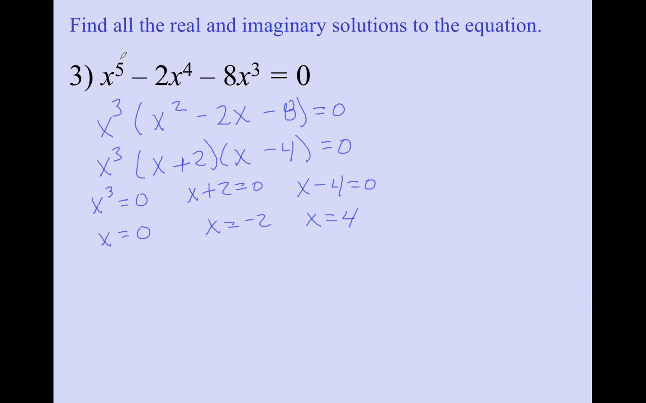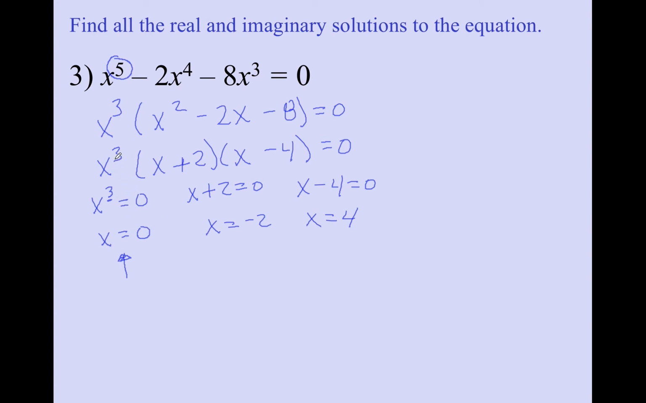Now I know that this is a 5th degree polynomial, which means I have 5 answers. It is true, I do have 5 answers, but 0 happens 3 times. Okay, 0 happens 3 times. That's called multiplicity. All right.